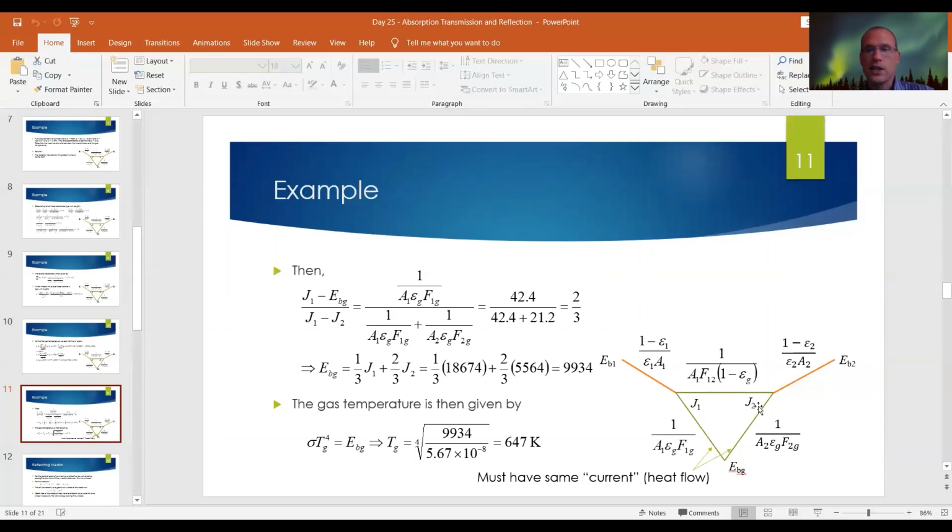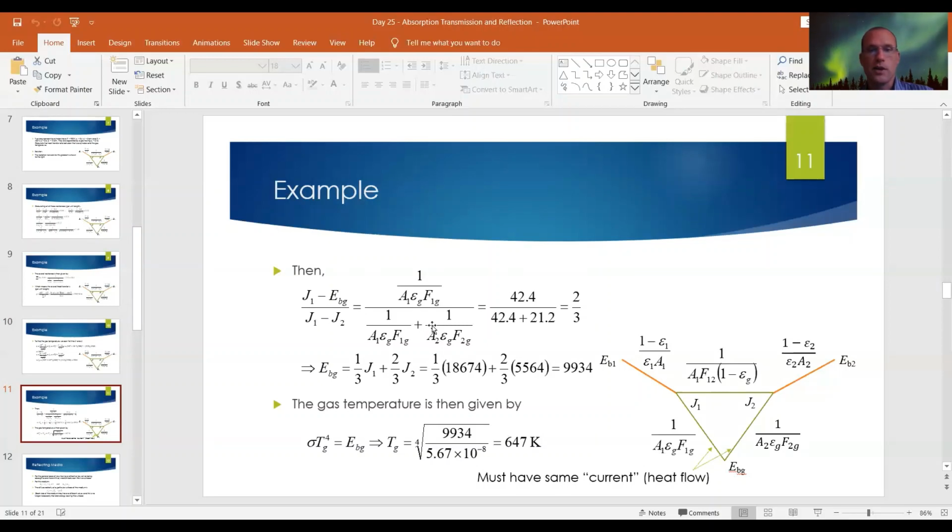So what I'm taking now, instead of just taking this line, I'm taking this entire line from J1 to J2. And again, the heat in this entire line has to equal the heat in this line. So that's my second comparison. So this total distance or total voltage, total heat difference, J1 minus J2. Then this total resistance, I have both this guy, 1 over A1 EG F1G, plus this guy as my total resistance on the bottom. So again, I've set up, here's my total heat, here's my total resistance.